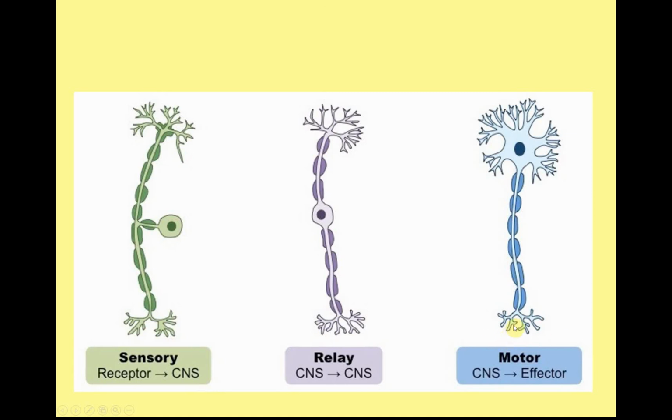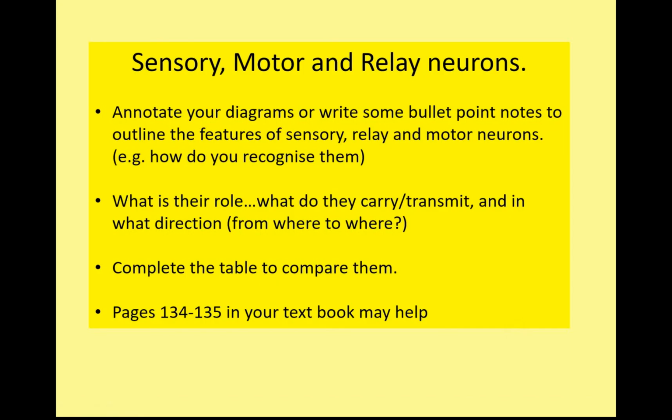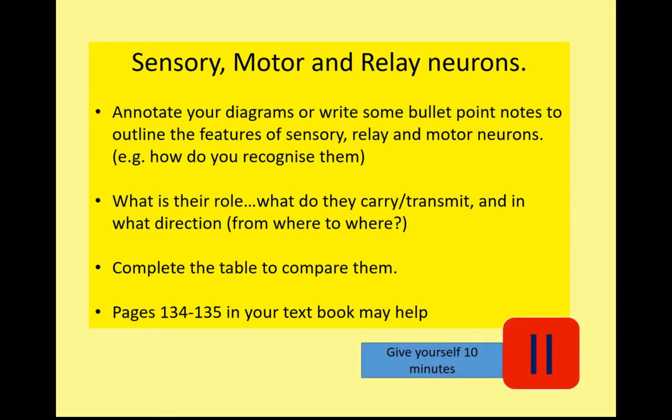Okay, so what I'd like you to do from all that information is annotate your diagrams, write some bullet point notes to outline the features, think about their role and how they carry and transmit the nerve impulse, in what direction, where from and where to, and you can do that by completing the table on your worksheet. Remember, in your textbook, pages 134 and 135 might be of use. Give yourself maximum 10 minutes on that.